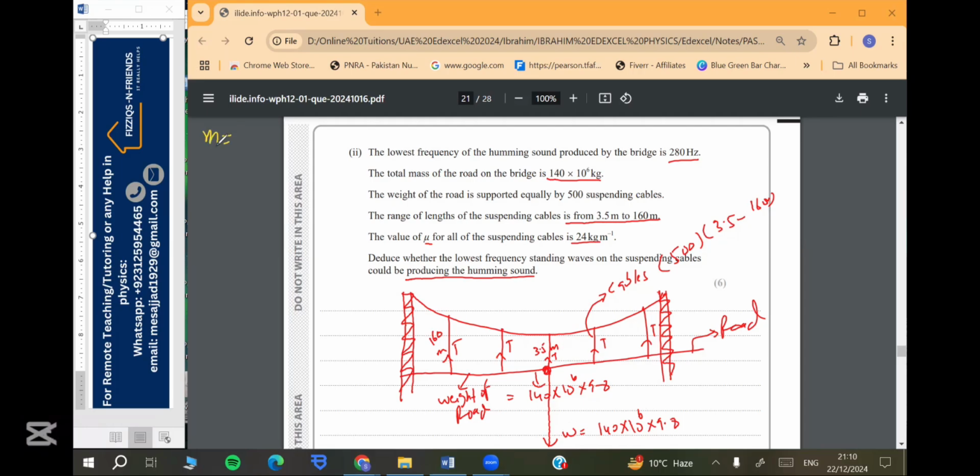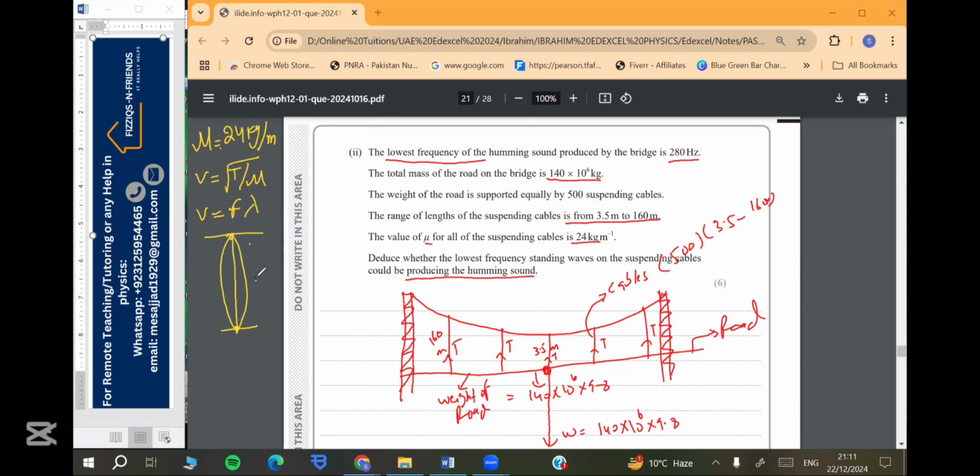First of all, you have mass per unit length as 24 kilograms per meter. Then you have the speed of sound equals square root of T over mu, right? And also you have speed of sound equals f lambda. When you say the lowest frequency, what kind of standing wave is referred to by the term lowest? When you say lowest, it means between one cable you only have one loop.